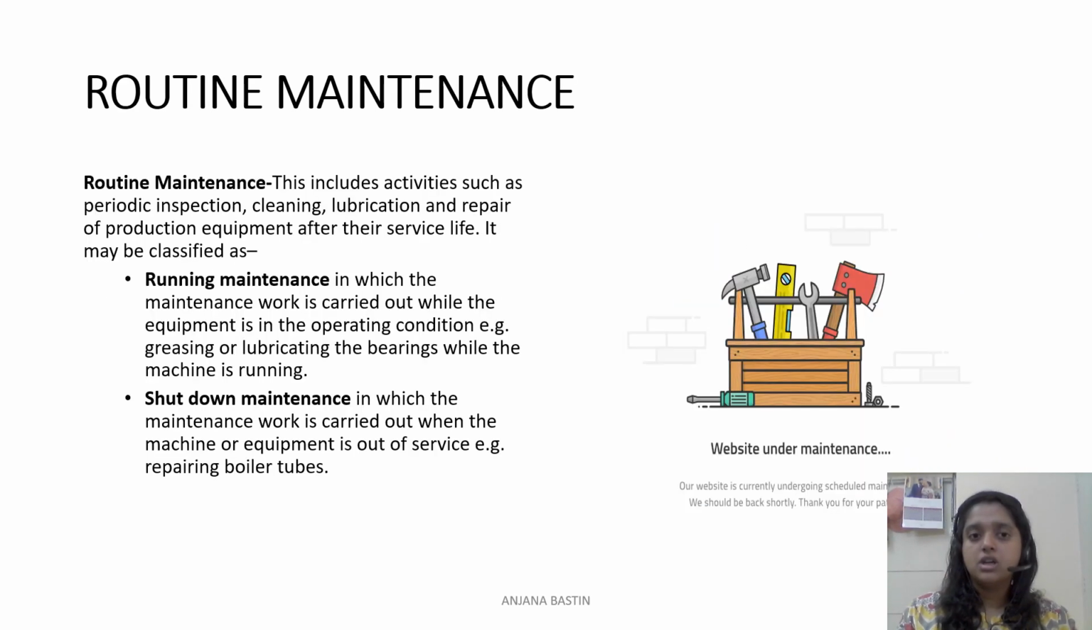Okay. Routine maintenance is a maintenance which you do periodically. It is required that you do this maintenance periodically. There are two ways of doing it. First, running maintenance. Second, shutdown maintenance. So running maintenance happens when you do the maintenance work when the machine is running, when it's operating currently. You can put some oil, or you can do some sort of cleaning when the machine is still working.